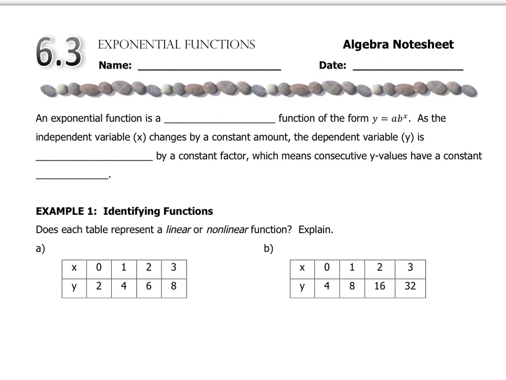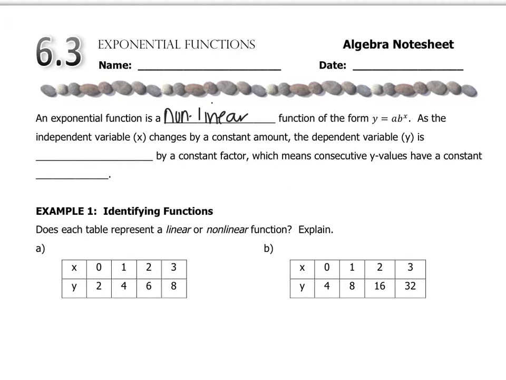In an earlier chapter, we looked at linear functions, which is when you have a constant addition or subtraction. In this lesson, we're going to look at exponential functions and see what that means. Now, exponential functions are not linear. So first thing we're going to fill in is an exponential function is a non-linear function of the form y equals ab to the x.